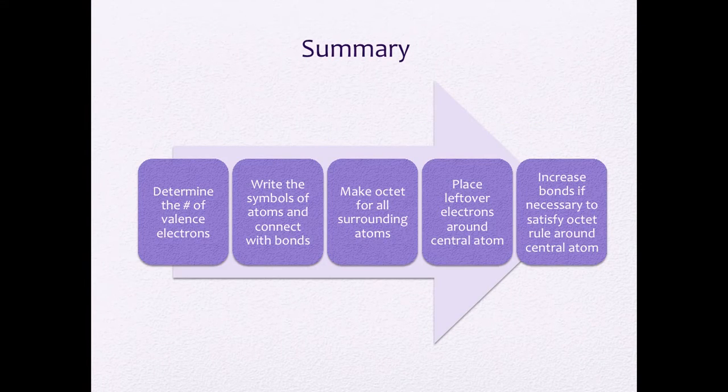And then this is just a summary of all the 4 steps. So quickly, you just do the number of electrons, then write the symbols and connect them with bonds, then make an octet for all the atoms, place leftover electrons around the central atom, and then if the central atom still doesn't have a satisfied octet, you add or increase the bonds.